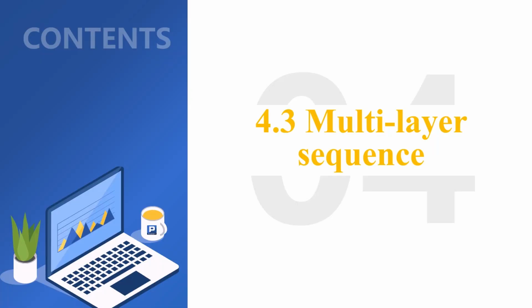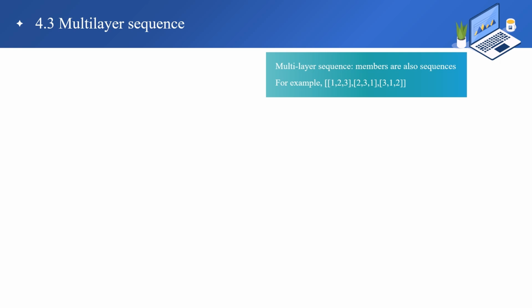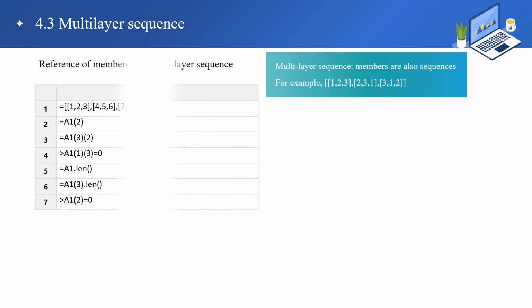Section 3. Multilayer sequence. The members of a sequence can also be sequences, and a multilayer sequence can be formed in this way. For example, the sequence with 2 layers of square brackets is a legal sequence, and each member is also a sequence. Let's look at how members of a multilayer sequence can be referenced.